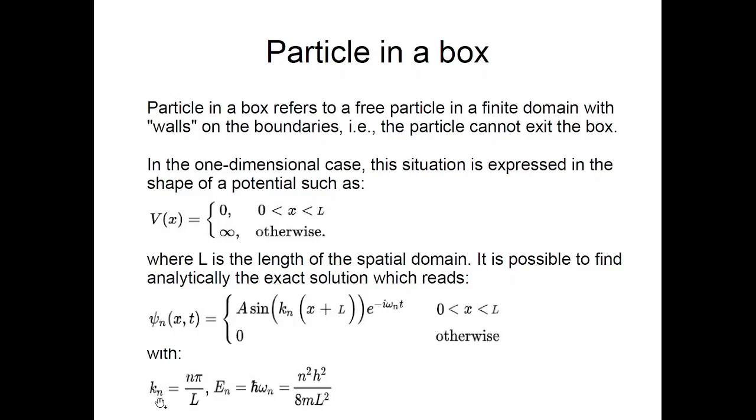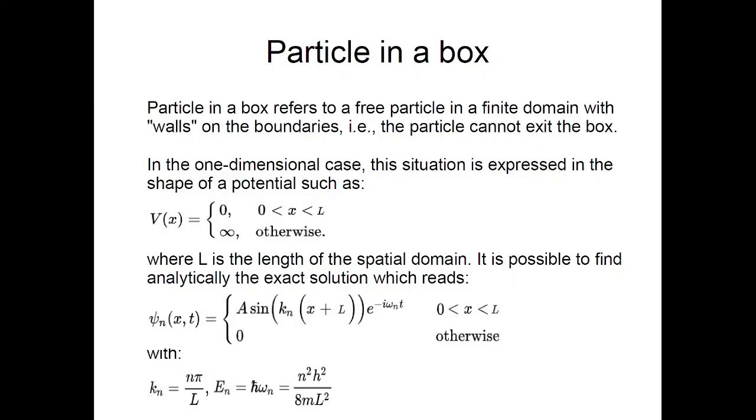This kn is also called the wave number of the particle, and you can also define a new energy that is defined in terms of a frequency that depends on this integer n. So every time you introduce an integer n, which can be 1, 2, 3, and so on, essentially you can define a new exact solution of the Schrodinger equation. So in the case of the particle in a box, not only can we find the exact solution analytically, but we find an ensemble, a set of these exact solutions.